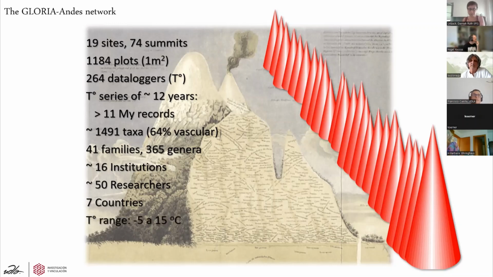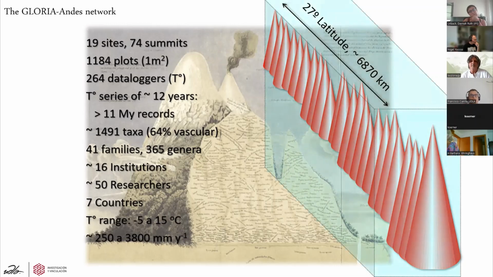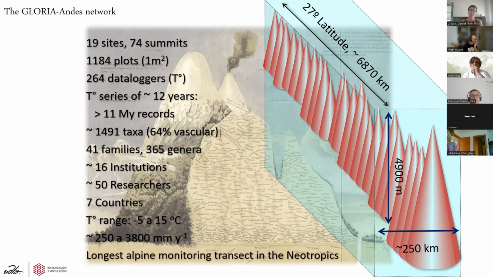And these 74 summits cover a temperature range of -5 to 15 degrees Celsius as the mean temperature of the condition of those summits. And we are covering a precipitation range of 250 to 3,800 millimeters of rain. So it covers broadly the major climatic zones of the Andean range. So this translates into this huge transect of 27 degrees latitude, more or less equaling 6,800 kilometers from north to south. And from the lowest summit to the highest summit, there's a huge range of almost 5,000 meters of elevation gradient. And from east to west, 250 kilometers has been covered by the setup of this transect, which constitutes up to date the longest alpine monitoring transect in the near tropics.